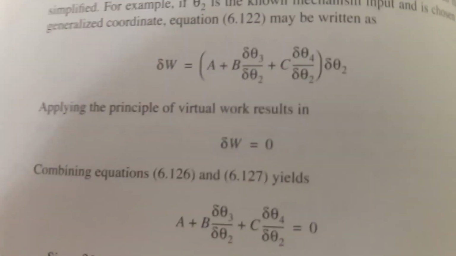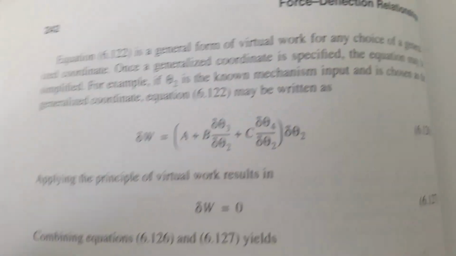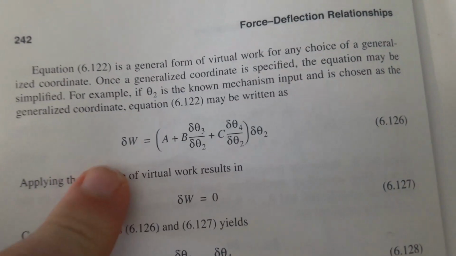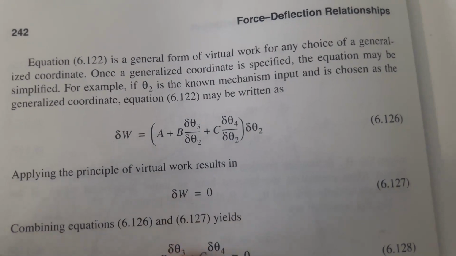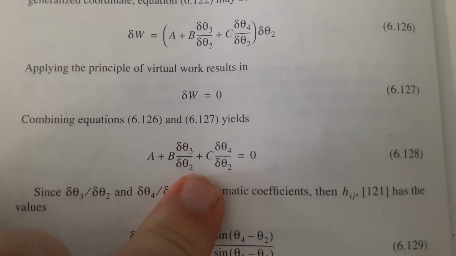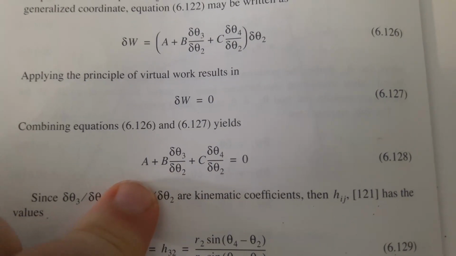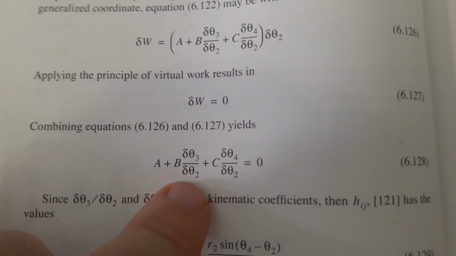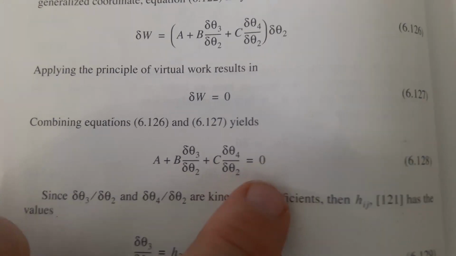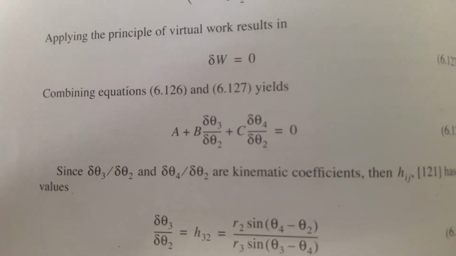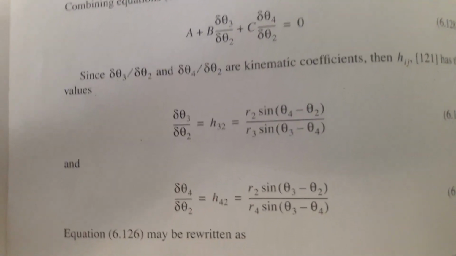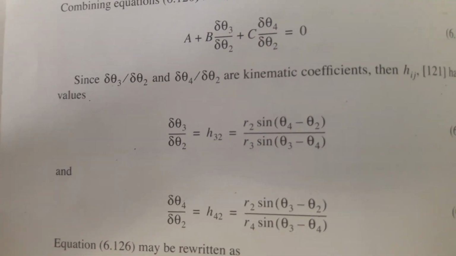Now, what then happens is typically you'll pick, for example, if we choose theta 2 as a generalized coordinate, our virtual work expression goes like this, and virtual work is equal to 0 at equilibrium. And so we'll have an expression that looks like this, where we'll have A plus B, then a kinematic coefficient, plus C times a kinematic coefficient equals 0. And that will be our equilibrium expression. Okay? And then we have those kinematic coefficients that we've learned how to derive.